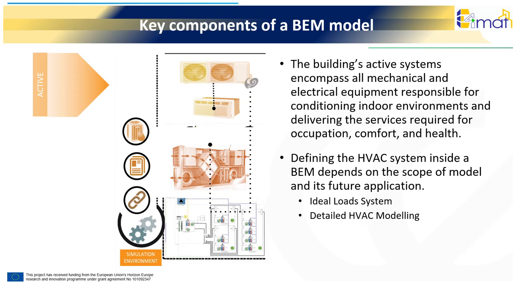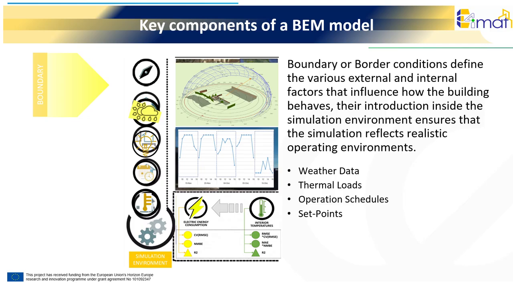to thermal loads. Finally, in a building energy model, boundary conditions define the various external and internal factors that influence how the building behaves. Their introduction inside the simulation environment ensures that the simulation reflects realistic operating environments. Weather data, introduced as EPW files, provides the outdoor boundary conditions. It defines the external stress that the building must respond to. Outdoor temperature, humidity, solar radiation, wind speed, and sky conditions all influence heat transfer, ventilation needs, and the performance of both passive and active systems.